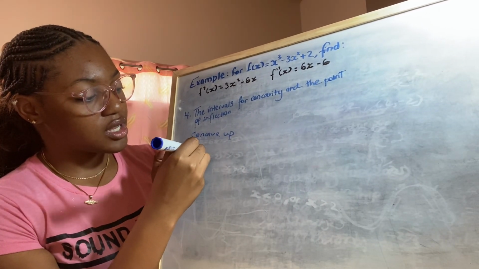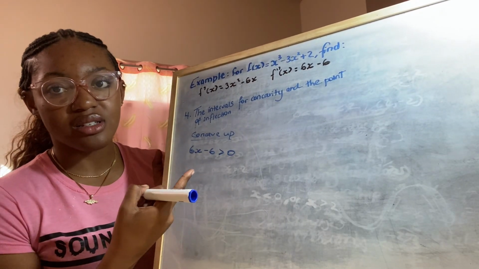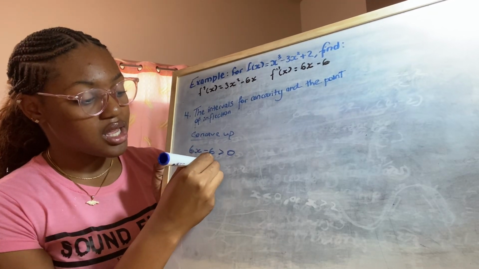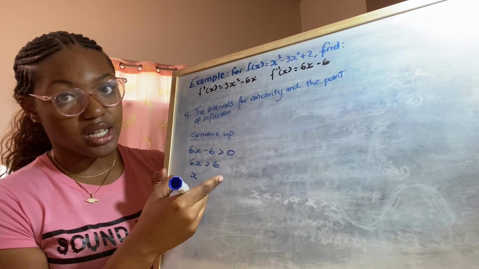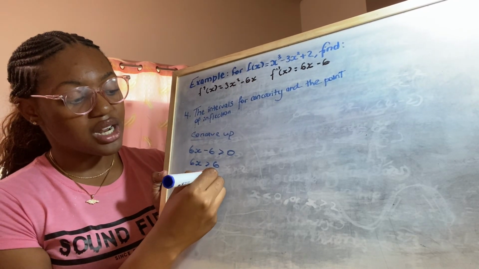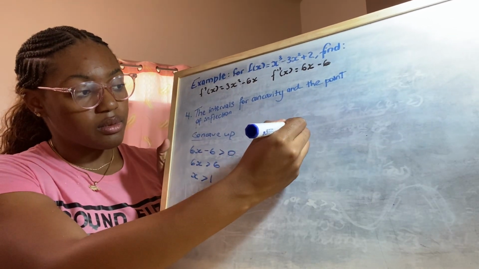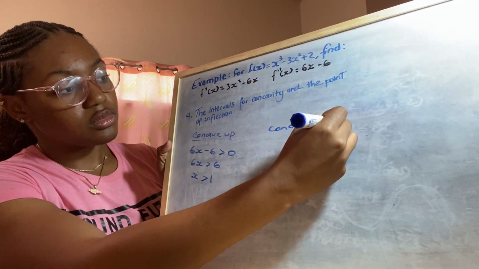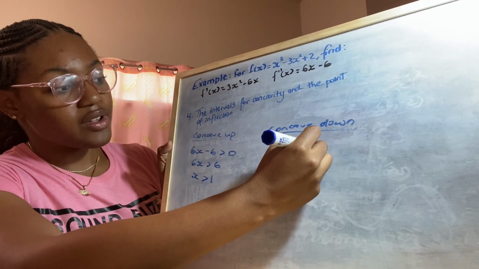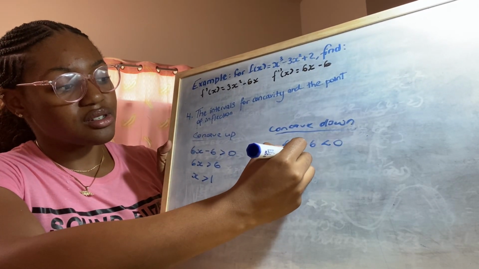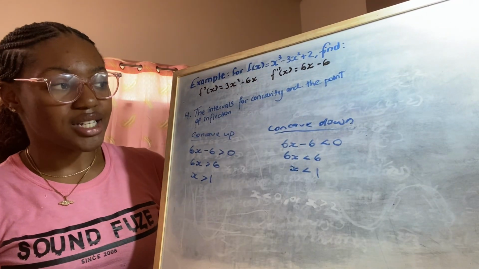For concave up, we have 6x minus 6 is greater than 0, and we just solve this inequality normally. 6x is greater than 6, because we're adding 6 on both sides, and when we divide by 6, x is greater than 1. That's for the concave up. For the concave down, the second derivative is less than 0, so 6x minus 6 is less than 0, giving 6x is less than 6, x is less than 1. And that's for the concave down.